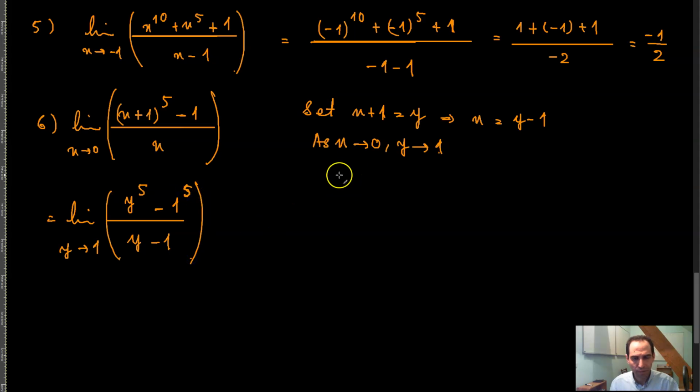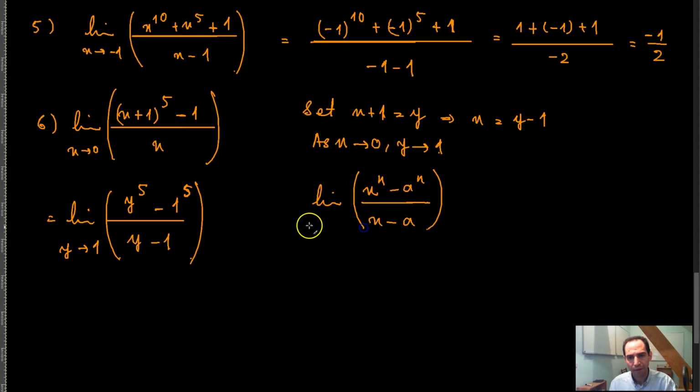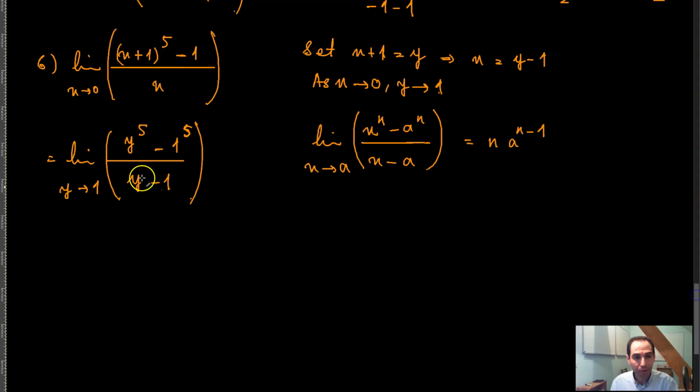And then that's the same thing as we discussed before. We said that the limit of x raised to the power n minus a raised to the power n over x minus a as x tends to a is equal to n times a raised to the power n minus 1. So we had this before. And therefore, based on this, you can say that this is the same thing as n, which is 5, times 1 raised to the power n minus 1, which is 4, and that is equal to 5. So that's an interesting question.